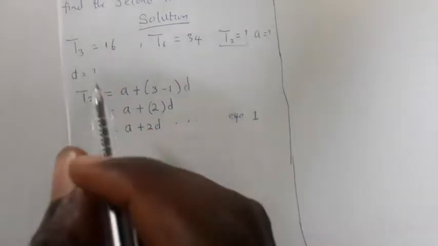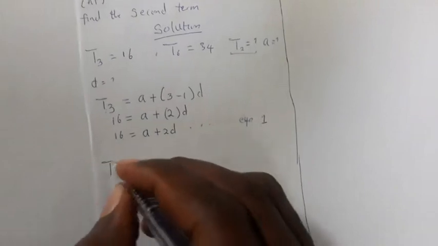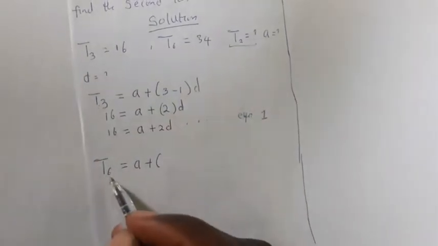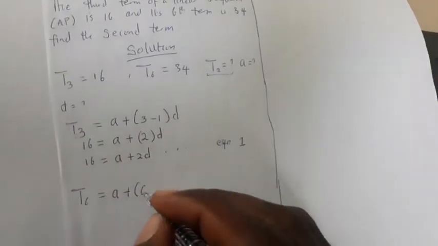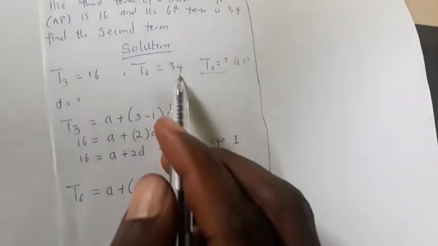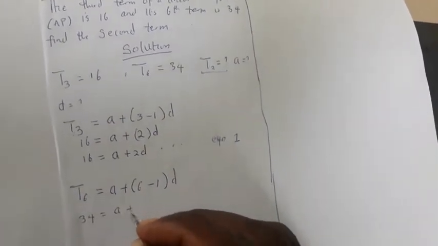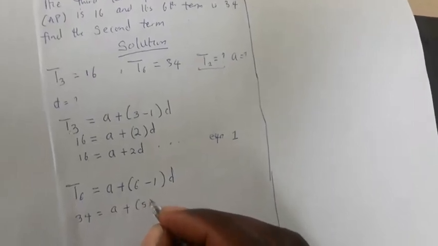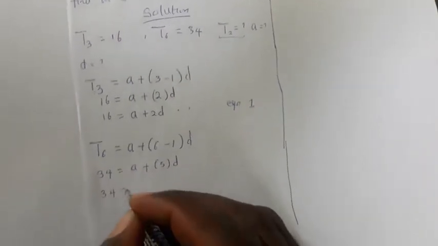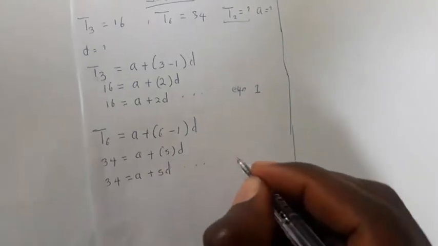So the next thing is you take the T6 also and perform the same operations to it. T6 now is equal to A plus, instead of 3 now, N is 6, so it will be 6 minus 1 bracket D. Your T6 is 34, given. We have 34 equals A plus 6 minus 1, that is 5, 5 multiplied by D, that is 5D. So it will now be 34 equals A plus 5D. This is equation 2.